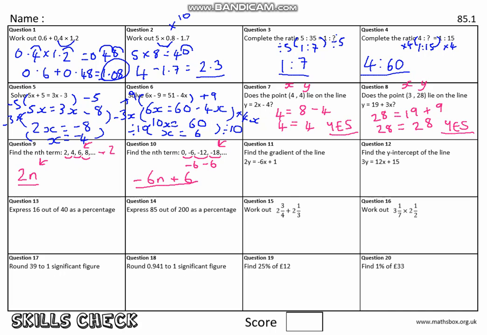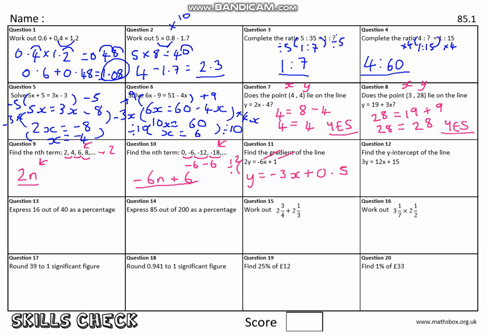Okay, so it asks you to find the gradient of the line 2y equals minus 6x plus 1. So this is a bit different to normal, because normally we just have y equals something. So we're going to have to get it down to y equals something. So I'm going to have to divide everything by 2, because I've got 2y here. So if I divide this side by 2, I get my desired y on this side. But I'm going to have to divide this by 2 and divide this by 2 as well. So that means I get minus 3x plus 0.5.